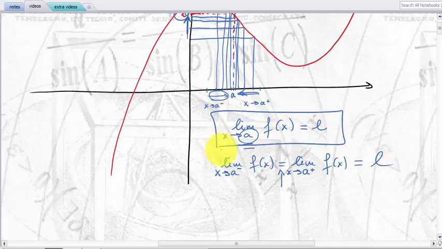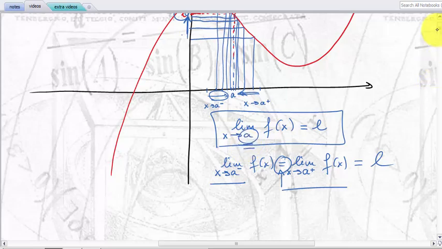And because I have an equality right here, the limit at a exists, and I will say it's equal to L. So I write that when both limits exist and are equal. They have to exist and they have to be equal. Okay, so this is what we mean by the limit of a function at an input.